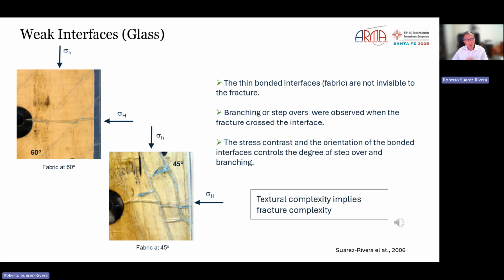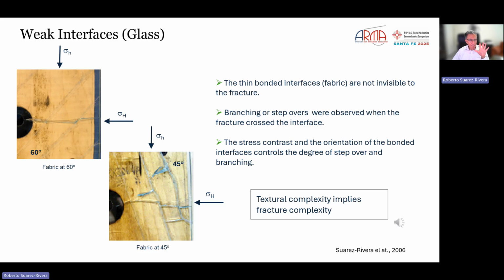So with that in mind, what we did is to try to replicate that idea, to have a material that is homogeneous, in this case glass, and create weak interfaces. So we used a diamond bit and cut the interfaces at some angles to the fracture propagation, in this case 60 degrees, in this case 45 degrees, just to see how these interfaces will affect the growth of propagation in glass, which is an obviously brittle material.